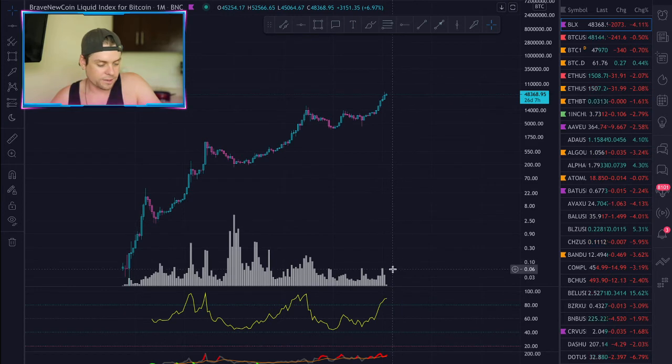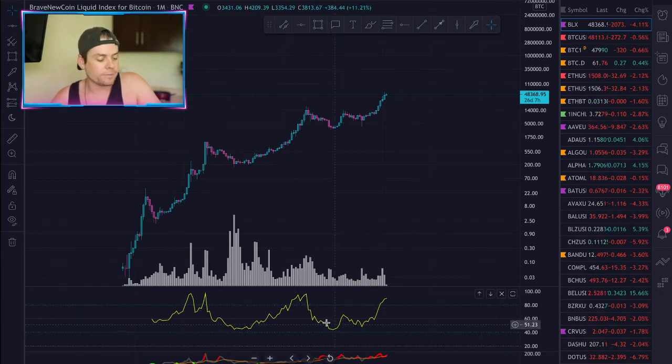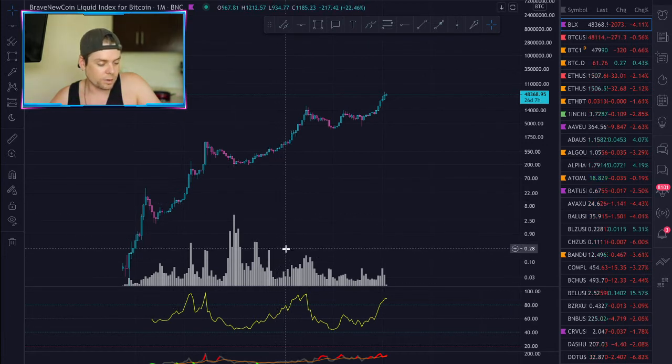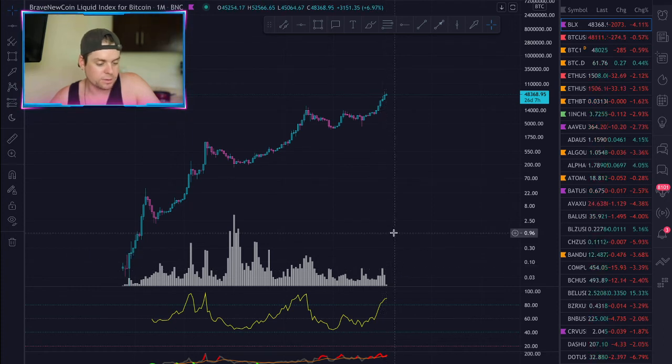Let's look at the RSI. We're overbought. We can be overbought for a very long time. The last time we were overbought, it was for nine months. Nine months overbought. We've had four so far, so I don't know. We've got five more months of overbought.